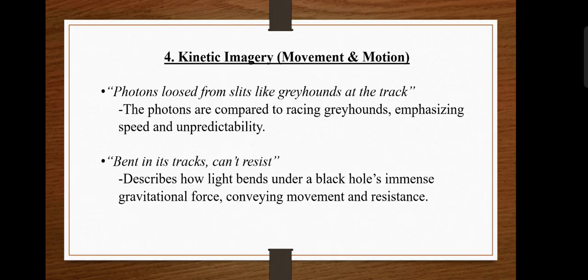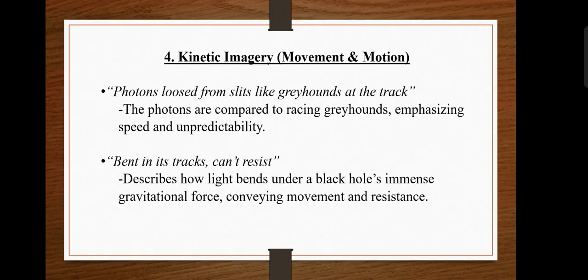Next is known as kinetic imagery. Kinetic means movement, motion. It shows that the photons loosed from the slits are moving like greyhounds at the track. Greyhounds are hunter dogs at the track, so they are on a race. So it shows the unpredictable nature and the speed of the photons.